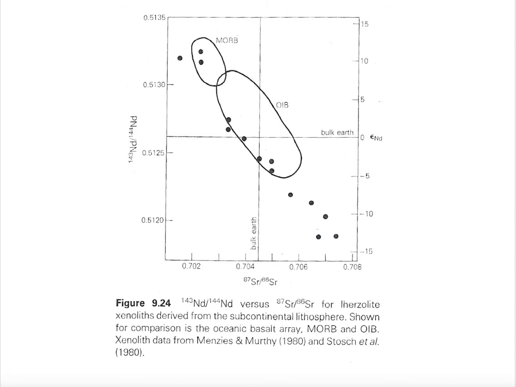Here again the 87 strontium to 86 strontium, and the 143 neodymium to 144 neodymium. We have here the bulk earth, that is here the cross. And then we have some dots inside, and these are lherzolite xenoliths from the subcontinental lithosphere. Please always be aware of the subcontinental lithosphere. And there we have these black dots inside.